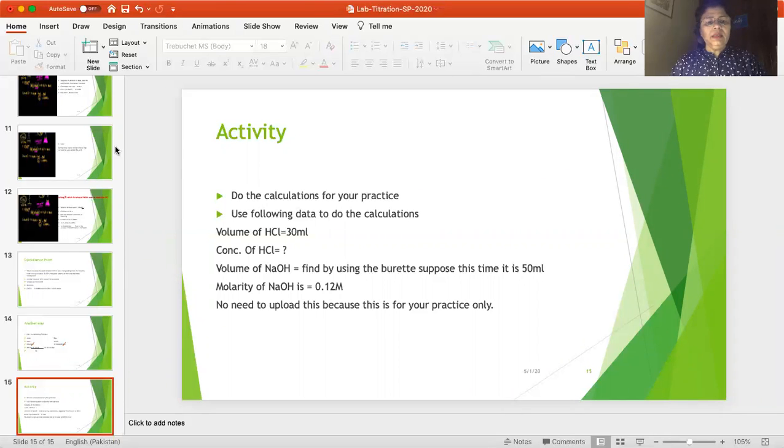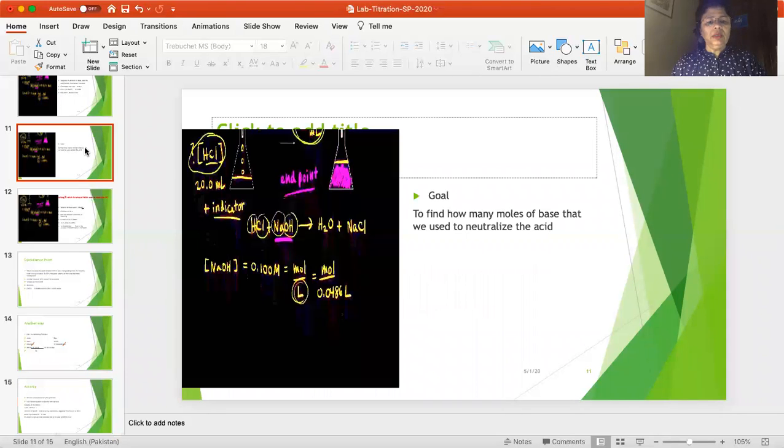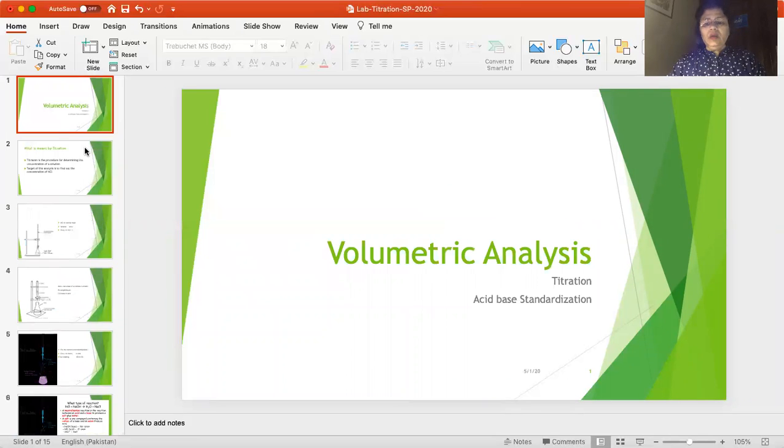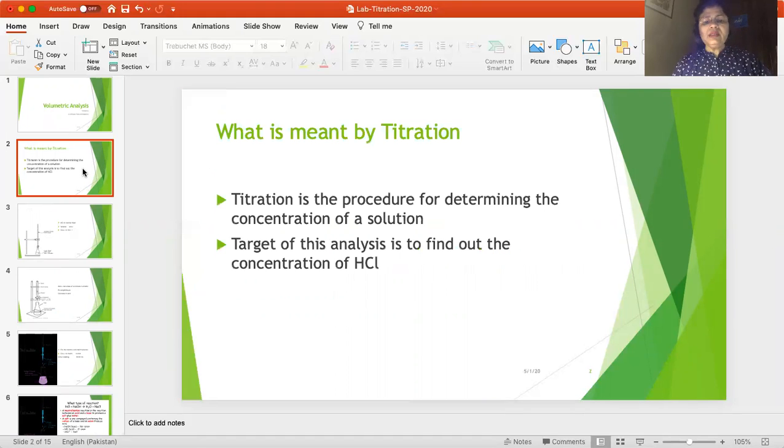This is the lecture which I am giving you for the volumetric analysis. So I told you that I'll give you some explanation regarding the volumetric analysis. This is the titration method, and it is generally known as acid-base standardization method. Now, first of all, we need to understand what is meant by titration.